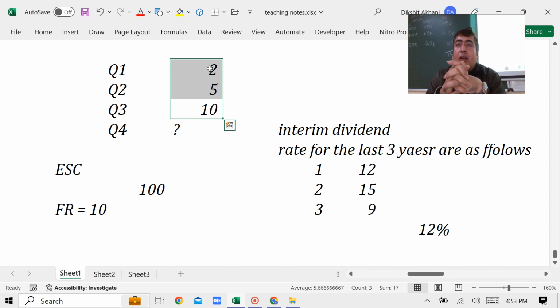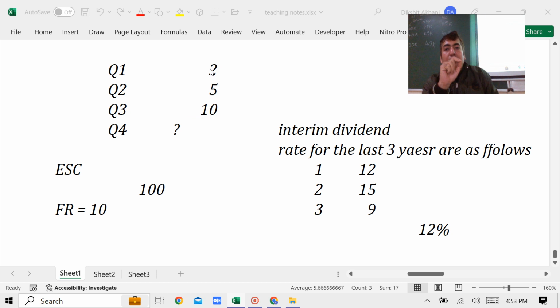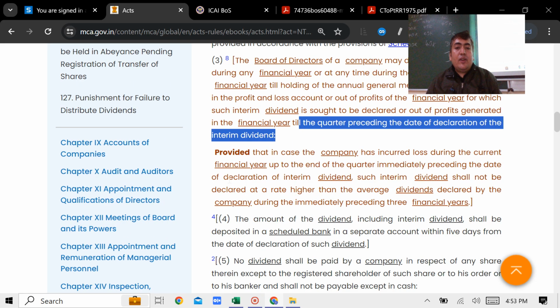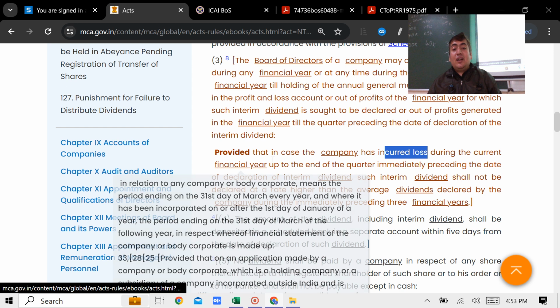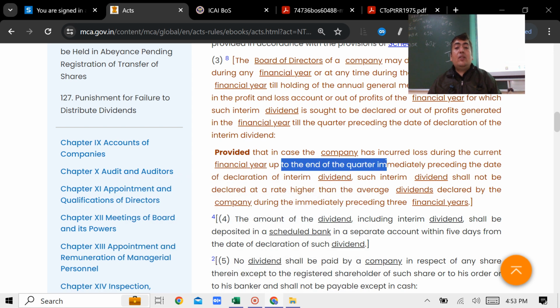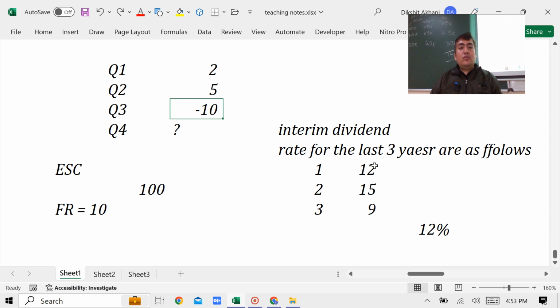But the situation becomes worse when there is this trick. Look at the proviso. In case the company has incurred a loss during the current financial year up to the end of the quarter. So now let me go to my old data. According to the old data, when you make the sum of all these three, what is the net balance coming? Losses.